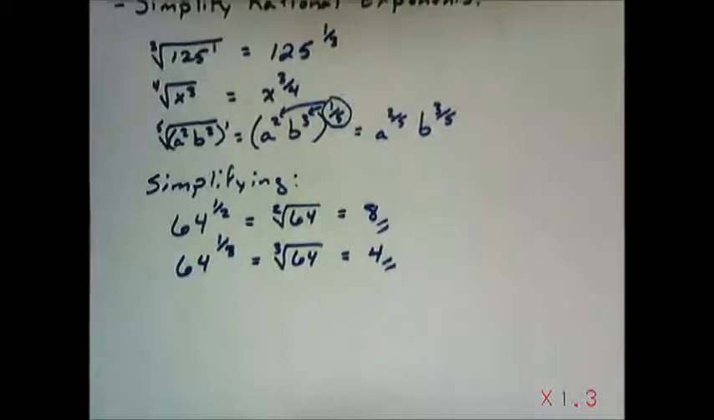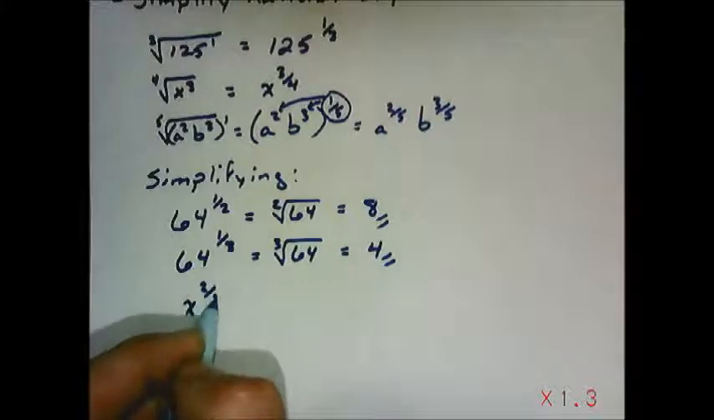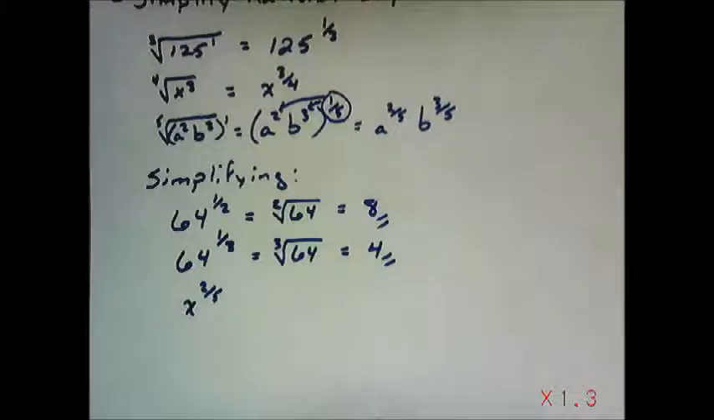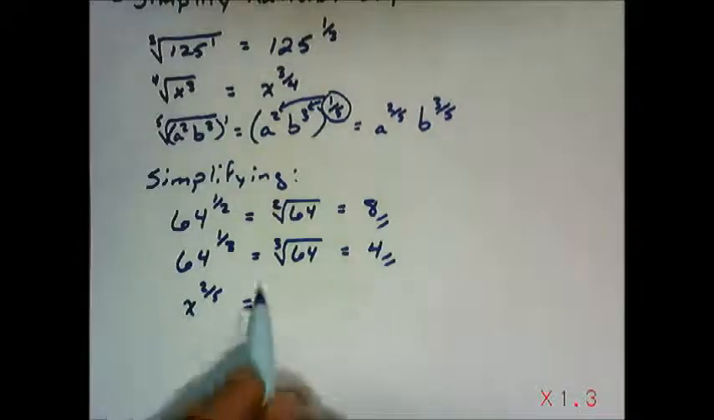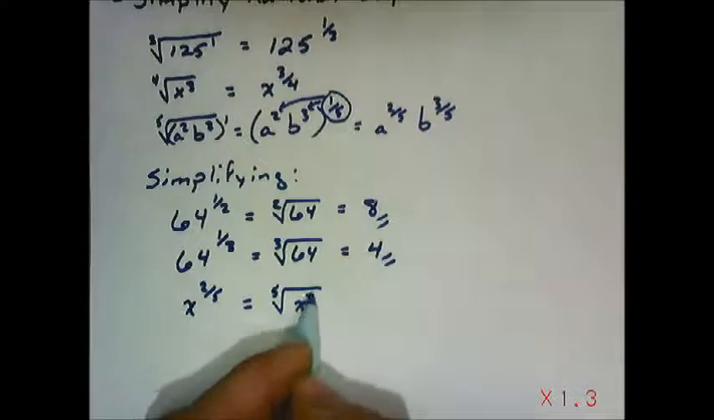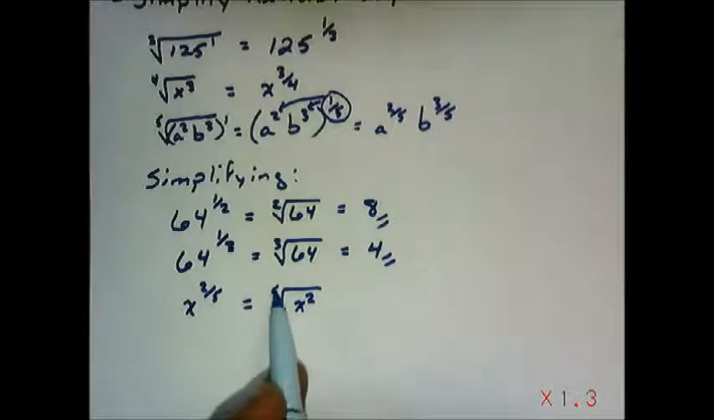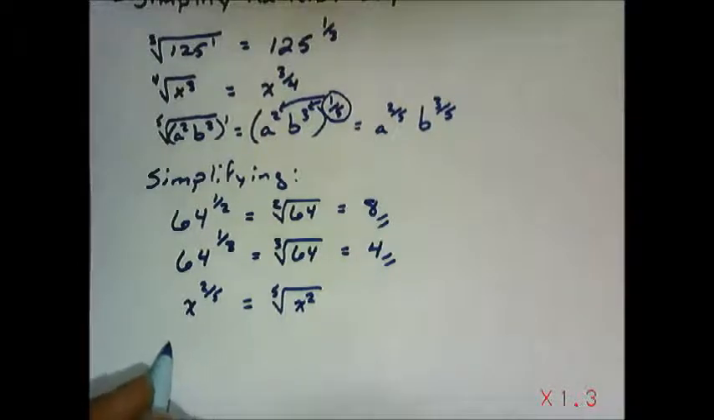Let's go ahead and take a look at variables with rational exponents. Say I give you x to the 2/5. Here I can rewrite this as the fifth root of x squared. Since 2 is smaller than our index, we cannot reduce that. In our next example, however, we're going to be able to reduce it.